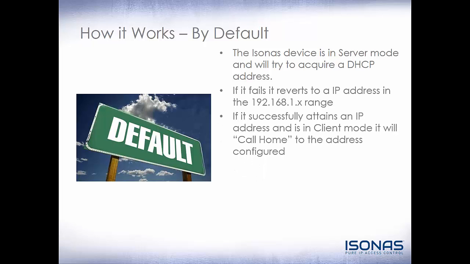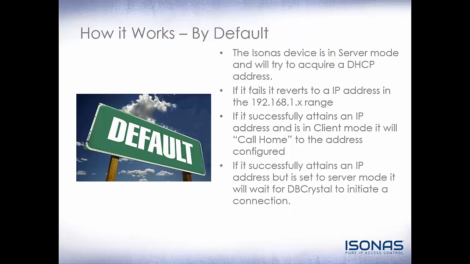If it successfully attains an IP address, and you've configured it for client mode, it will then start to call home to that address, for example, isonaspuraccesscloud.com. If it successfully attains an IP address, but you set it to server mode, it will wait for DB Crystal to initiate a connection. So, if you accidentally set a device to client mode and you try to connect it to DB Crystal, it will not connect. And vice versa, if you set a device to server mode and try to have it connect to Pure Access, it will not connect either.